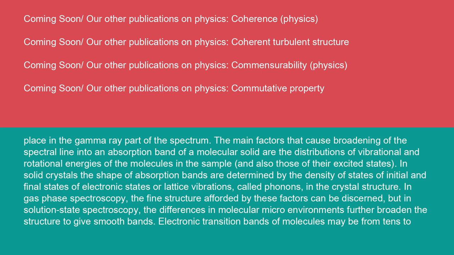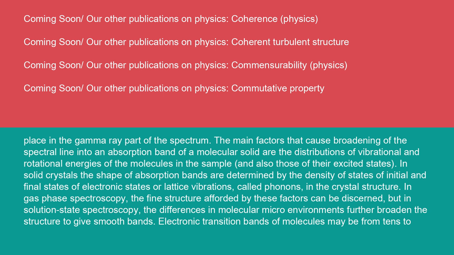The main factors that cause broadening of the spectral line into an absorption band of a molecular solid are the distributions of vibrational and rotational energies of the molecules in the sample, and also those of their excited states. In solid crystals, the shape of absorption bands is determined by the density of states of initial and final states of electronic states or lattice vibrations, called phonons, in the crystal structure.